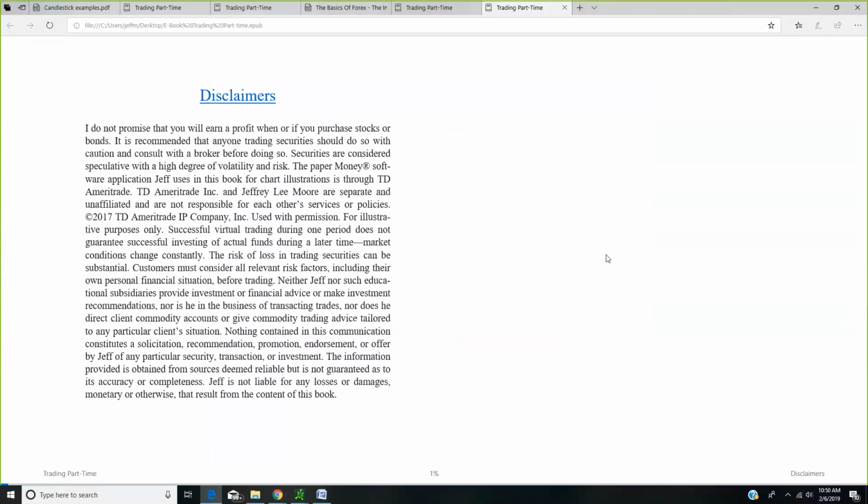I did not promise you earn a profit if you purchase a stock or a bond. If you're going to trade, please do so with caution. We looked at the paper money platform as well as my real money platform. No recommendation to buy or sell. Everything was for illustrative purposes only. Again, understand the risk involved. Practice, practice, practice. Nothing was for endorsement purposes.